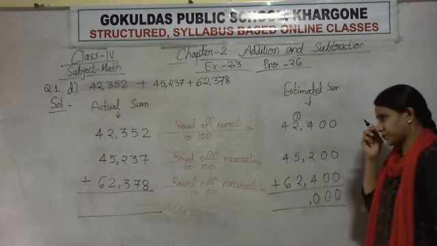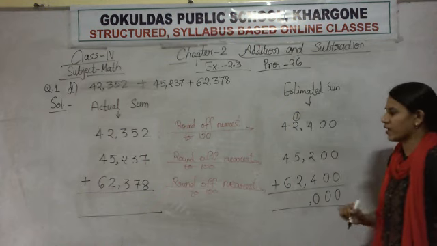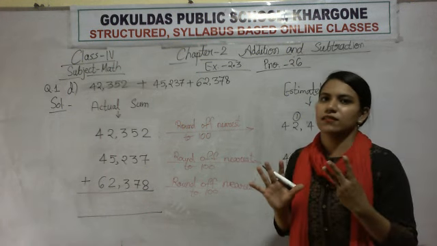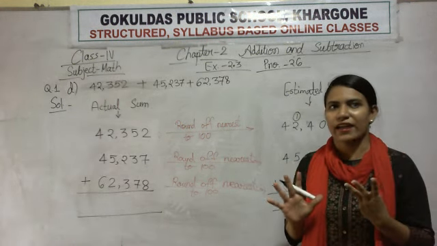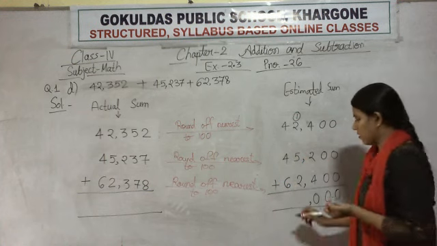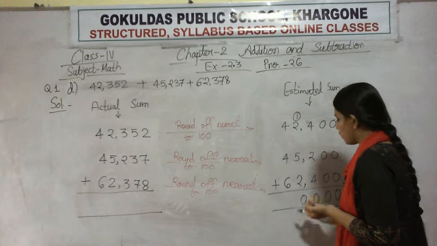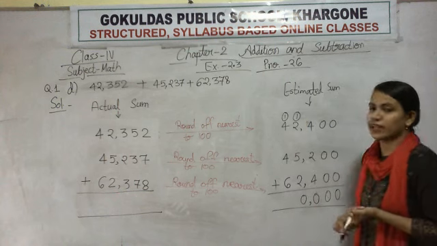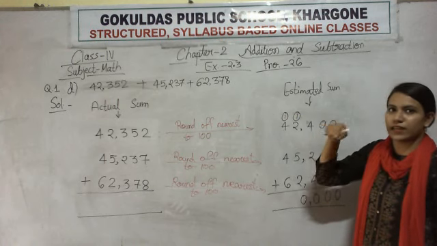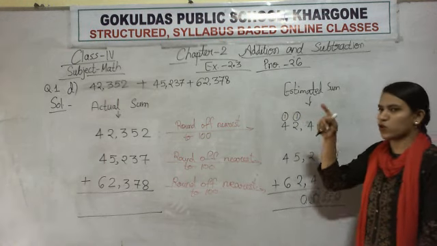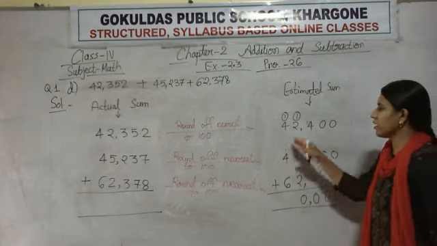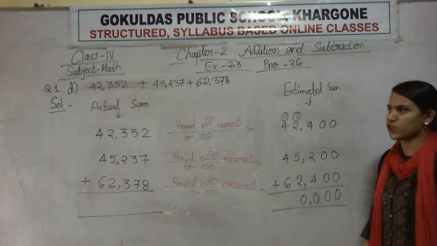Now 1 plus 2 is 3. 3 plus 5 is 8, 8 plus 2 is 10. So you will write 0 here, 1 is regrouped with the next column. Remember, you will write the carries or borrows in a circle to show the carries and borrows. Make a round circle on the number.